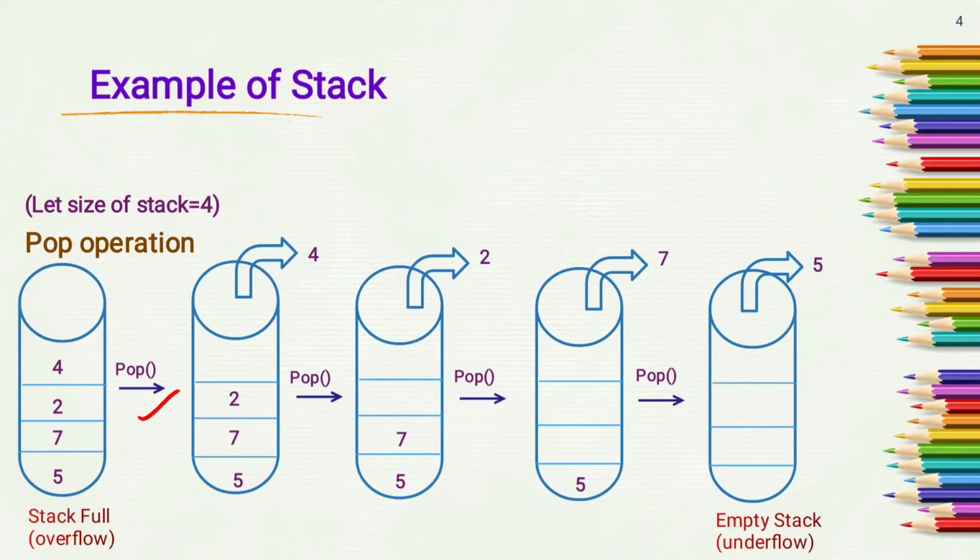So after performing the pop operation, first we will get 4 and after this pop operation we will get 2. From this pop operation we will get 7 and from this pop operation we will get 5. And now our stack is empty, or we can say the stack is underflow. In this way push and pop operations work in a stack.